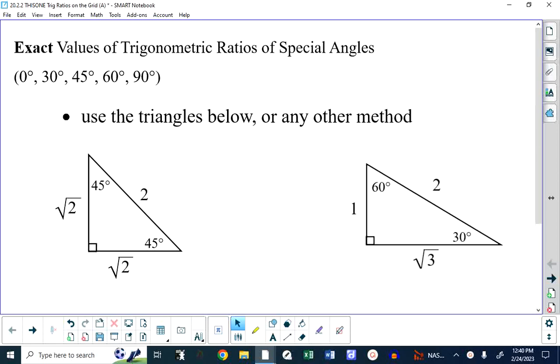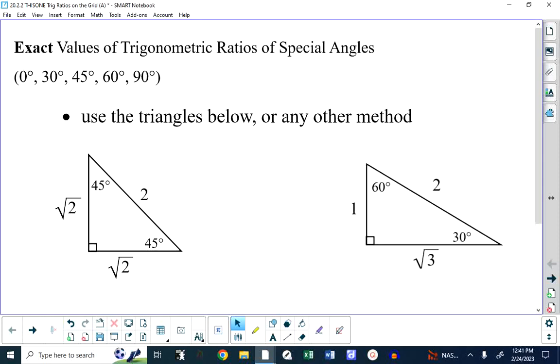What you need to know are things like the sine of 30 degrees is 1 over 2, the sine of 60 degrees is root 3 over 2, and the tangent of 60 degrees is root 3. Those are the kinds of things that you need to know. By constructing these triangles, you can use the traditional definitions of sine being opposite over hypotenuse, cosine being adjacent over hypotenuse, and tangent being opposite over adjacent to determine those trigonometric ratios. So one way or another, you need to know the exact values of those trig ratios.